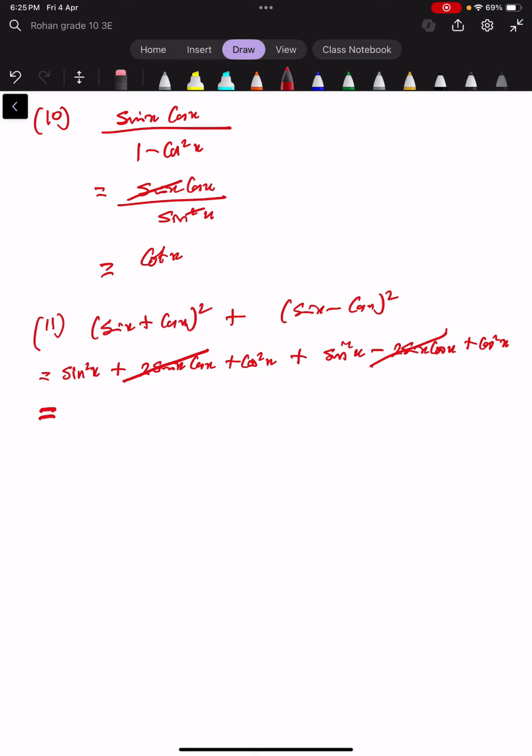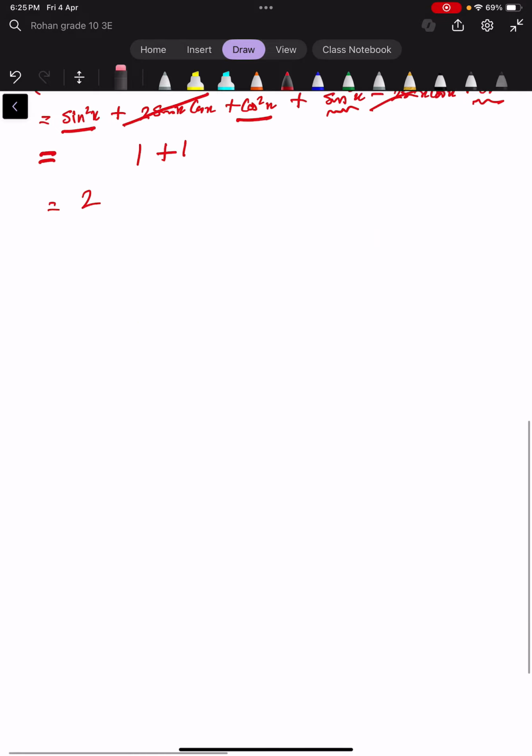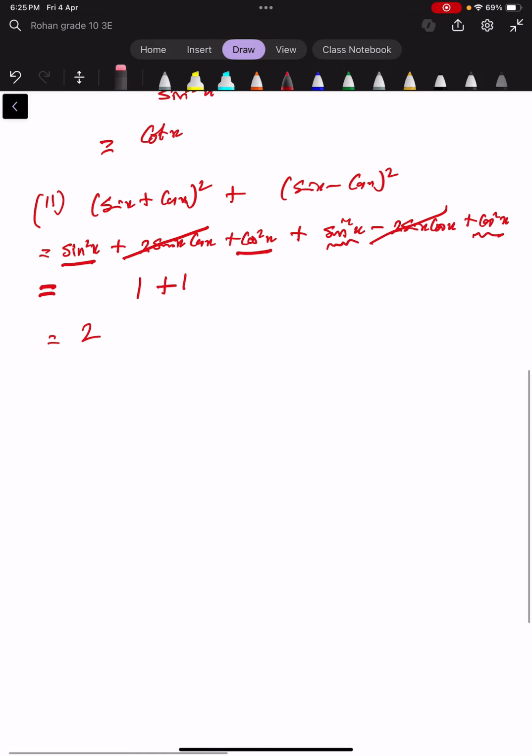Now, what is sin squared x plus cos squared x? Look at the identity. It's 1. And sin squared x plus cos squared x is 1 as well, so that's 2. Okay, that's it. So you have to factorize, expand, all that. Should be perfect.